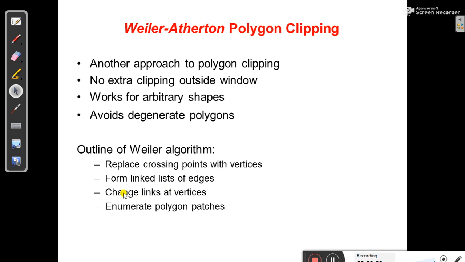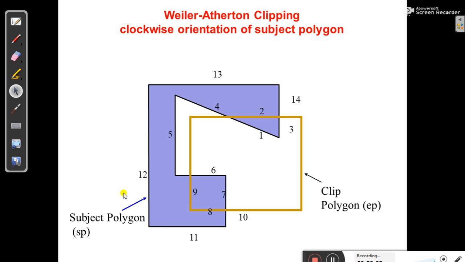Now we'll go through this again, what this means. Here you can see this is the subject polygon, SP, and this is the clip polygon. At any time, if we want to treat this as a clipping polygon, or this as a subject polygon, then also this algorithm will work. And that is the benefit of this algorithm.